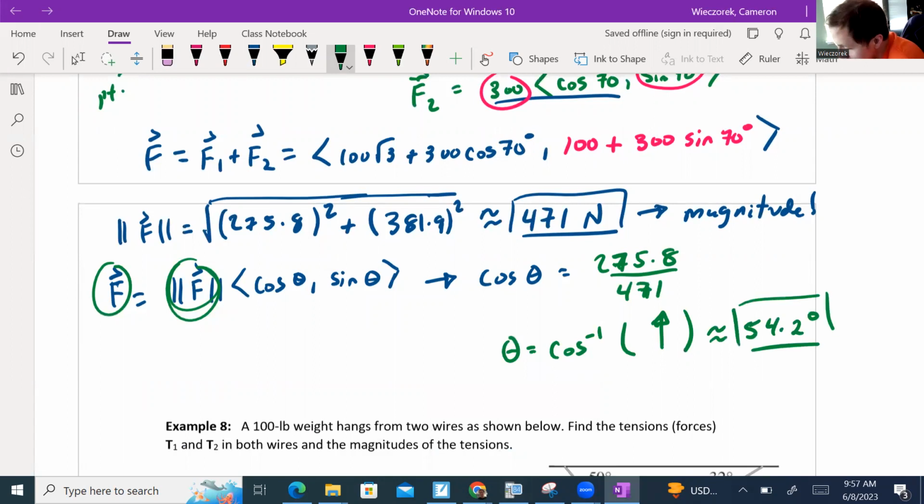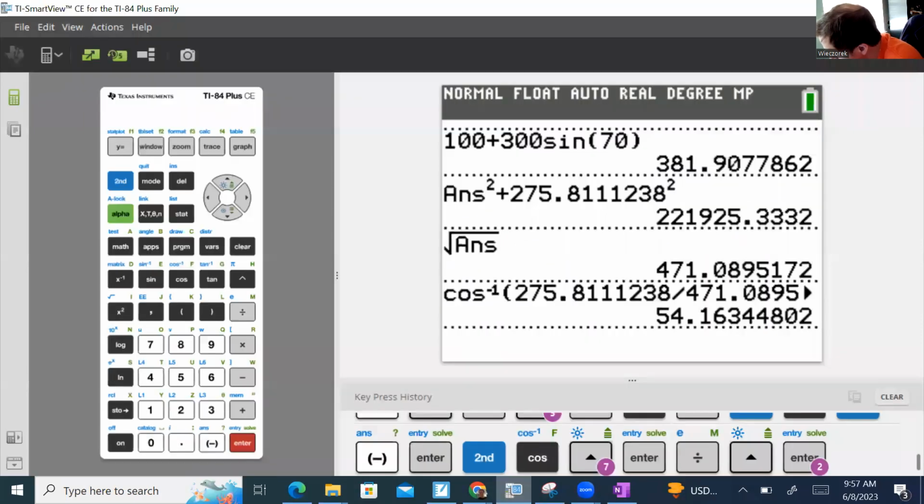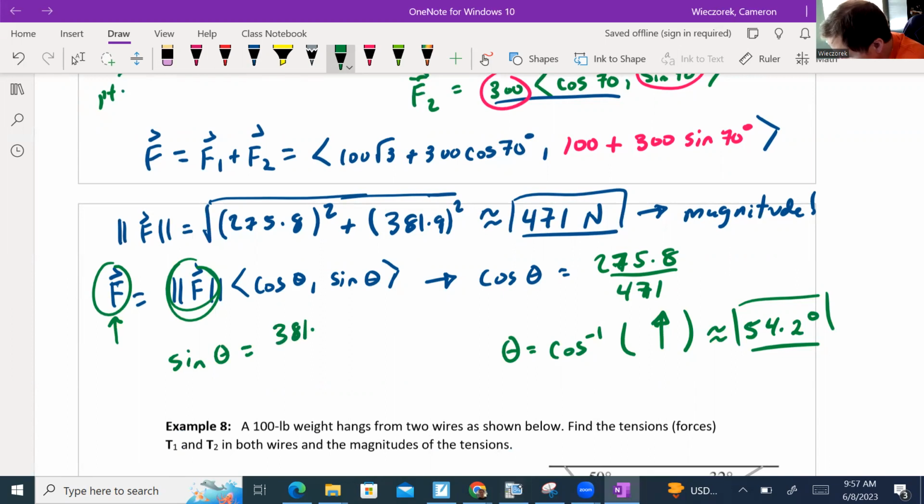Okay. And I could have used the sine, right? Just to show you another way of doing this, I could have done sine of theta, but then I would have had to use the y component from the force. So I would have had to use 381.9 over 471. So this would also work, and it would still give you 54.2.